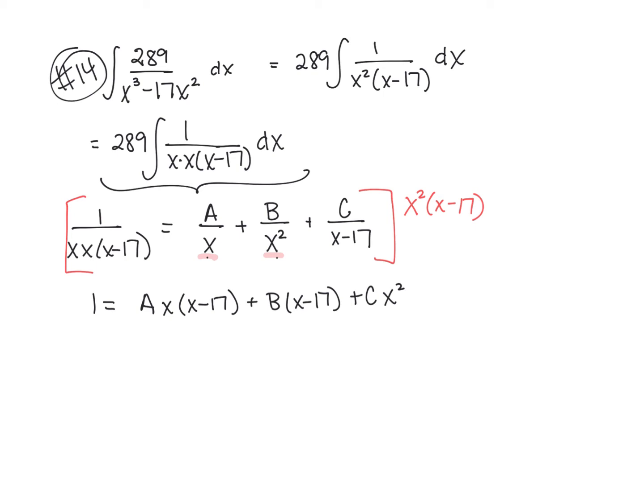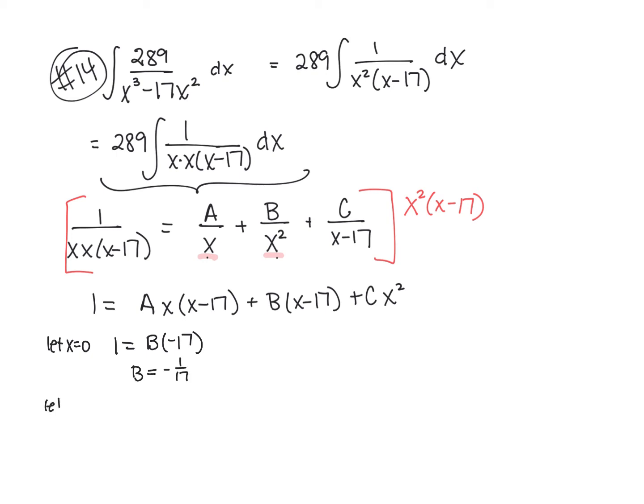Using the Heaviside method can get a little bit messy, but we know there are two zeroing things. So if we let x equal 0, then we get 1 equals a times 0, so that goes away, b times negative 17, and then the c would be times 0. And so then we'd get b equals negative 1/17.